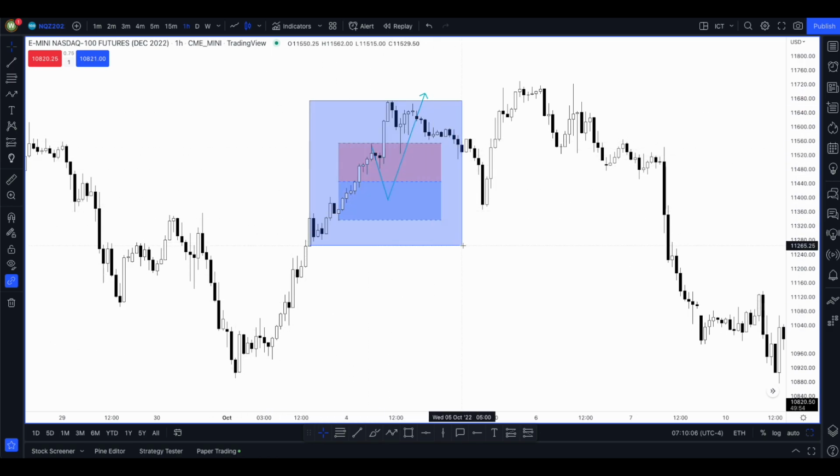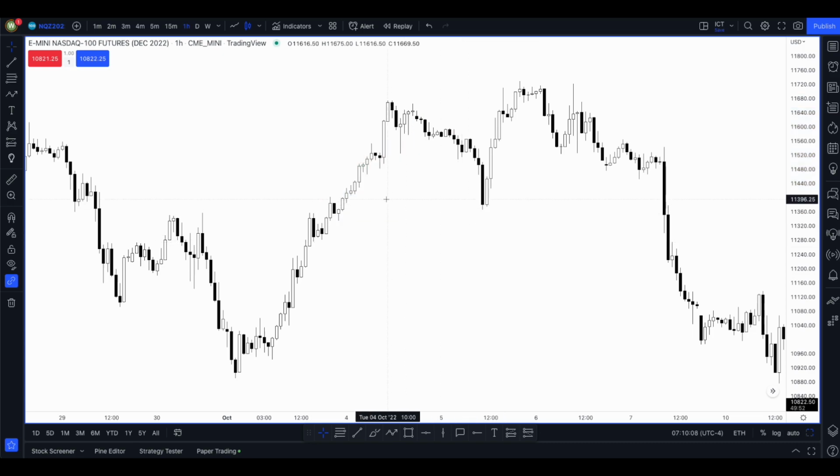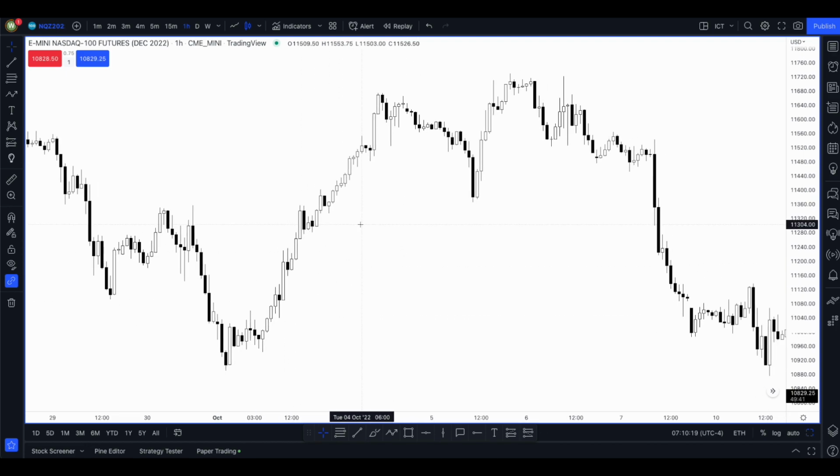Now again, this is one swing leg on this time frame. You guys can see that's a swing leg. This is another swing leg. This is another swing leg. And this is another swing leg, okay? So how do we know these are swing legs? Someone might look at this and say, well, ultimately, this is a whole swing leg, right?